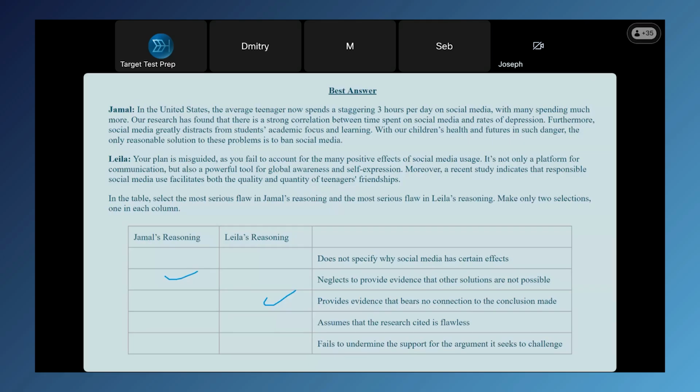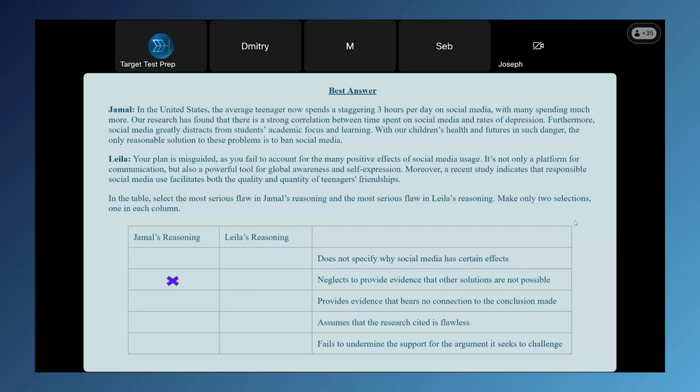And then Leela's conclusion is your plan is misguided. You fail to account for the many positive effects of social media usage. Then she talks about some positive effects. So she also does not specify why social media has certain effects, but it is not a logical flaw. For Leela's reasoning, she doesn't neglect to provide evidence that other solutions are not possible. That's not really the frame of her conclusion. C provides evidence that bears no connection to the conclusion made.